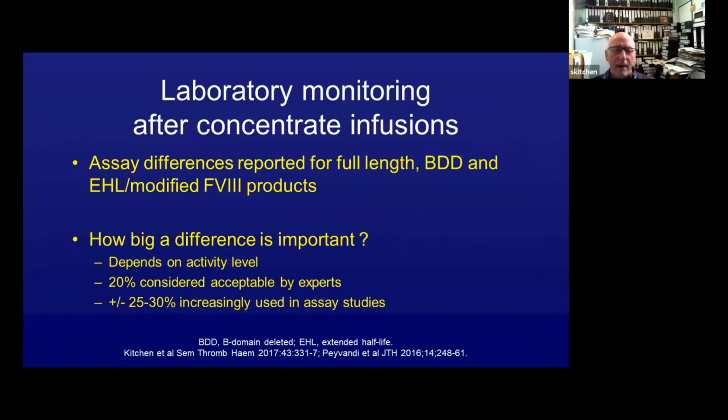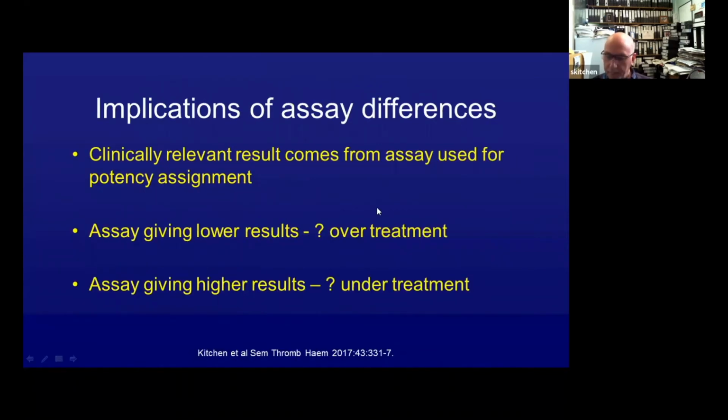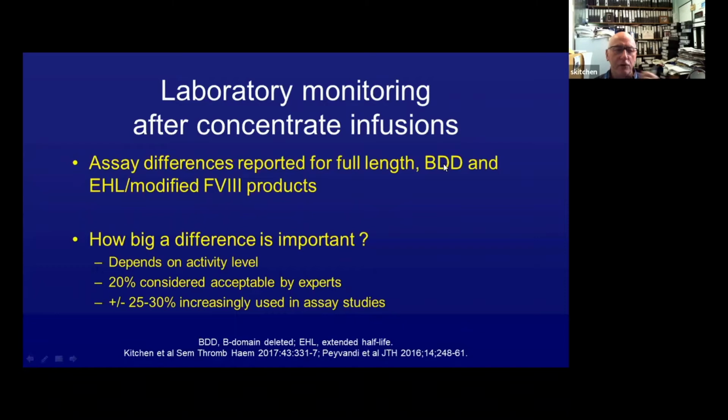So thinking in general about assay differences, we now have a number of publications reporting differences in factor VIII assays in the presence of a number of different types of infused material. Full-length recombinant factor VIII, also B-domain deleted, I just showed an example, and in addition, particularly in relation to extended half-life, EHL, extended half-life factor VIIIs, and other modified factor VIII products. We change the molecule, we can generate differences between different assays.